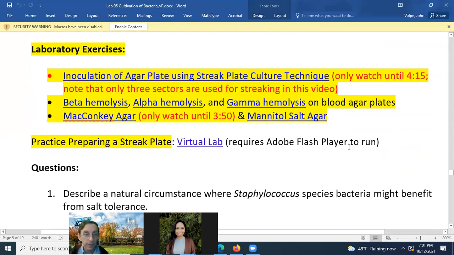So there's a little video you can watch on inoculating agar plate using the streak plate culture method. You only need to watch that to 4 minutes and 15 seconds. Note that this is using 3 sectors instead of 4, but other than that, it's good. Then there's a video on beta hemolysis, alpha hemolysis, and gamma hemolysis. Watch that.